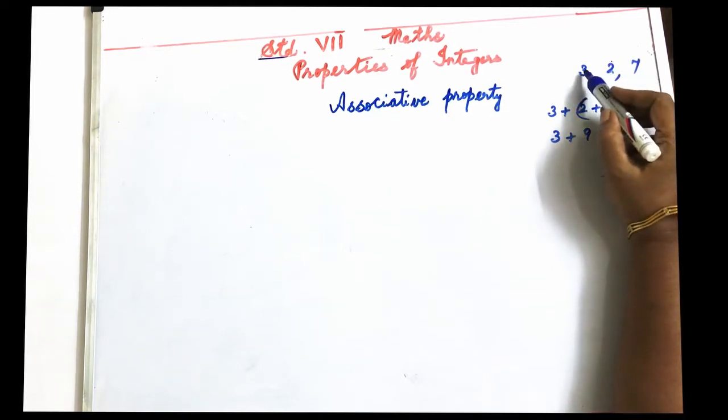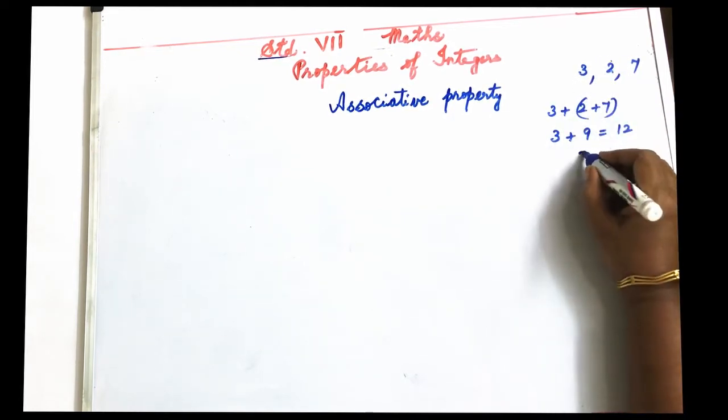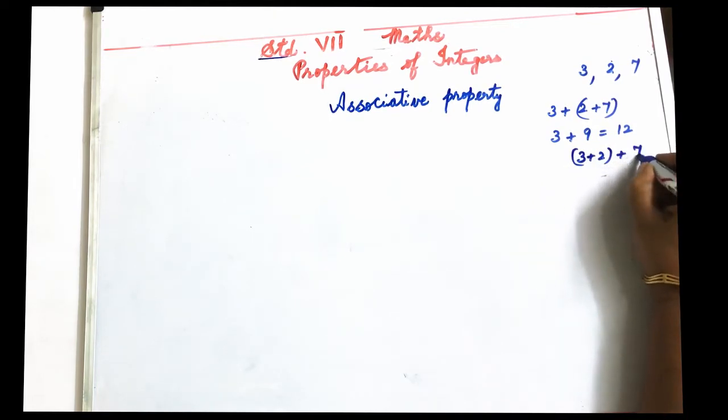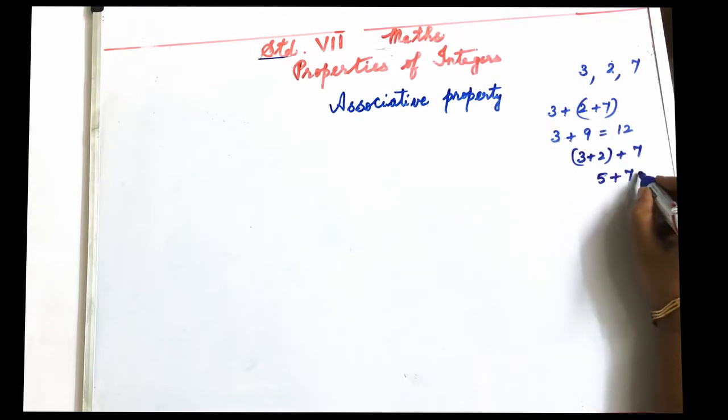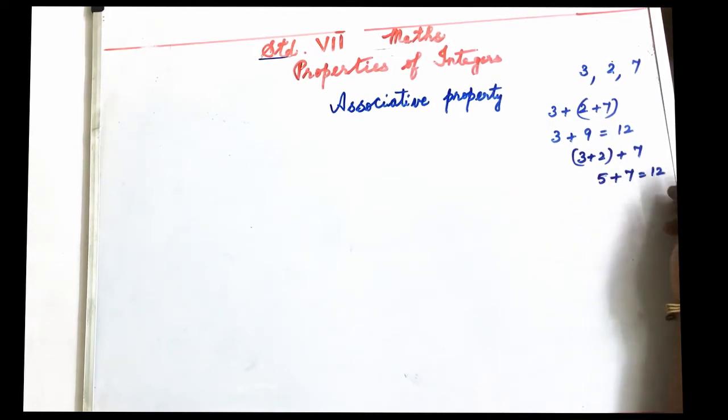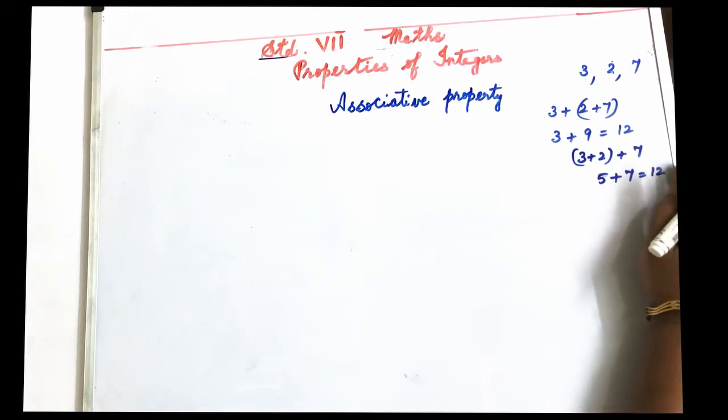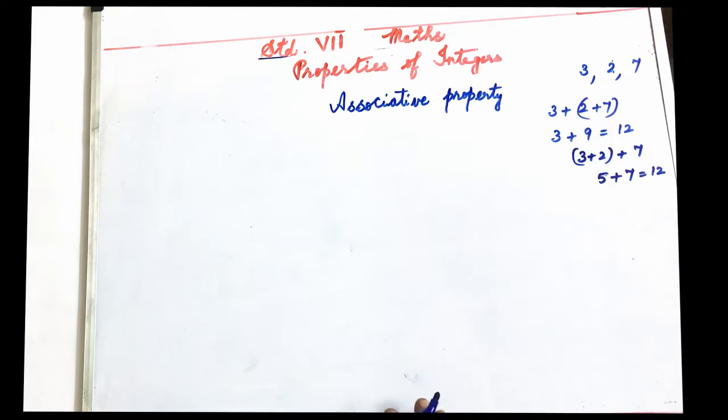And another way of grouping is grouping the first number and second number. So (3 plus 2) within brackets plus 7. So 3 plus 2 is 5. 5 plus 7 is 12. So this is the associative property. Now let us do for integers.